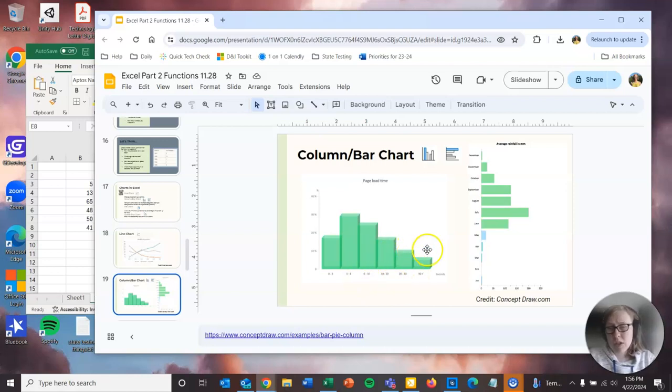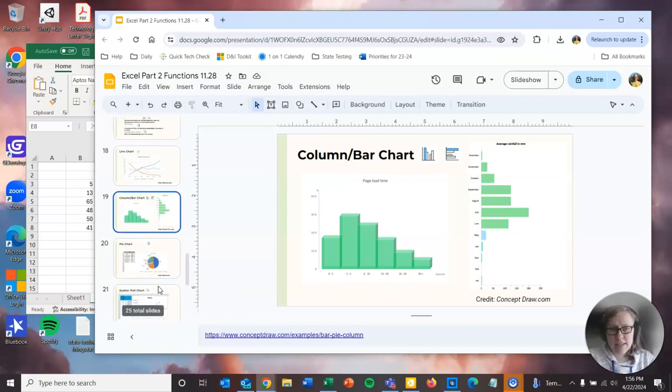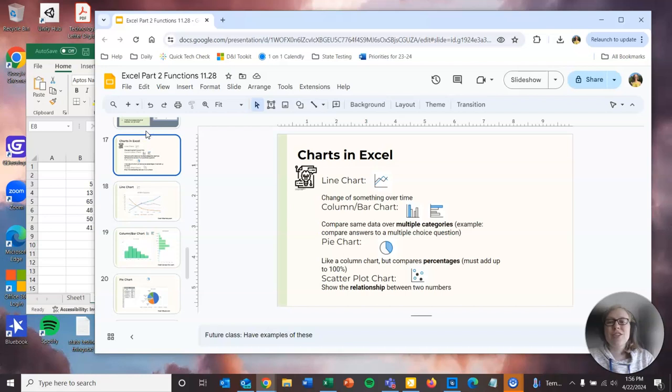You'll mostly see them. The only difference between them, bar charts, the columns go out. Column charts, they go up and down, right? So here's a bar chart, here's a column chart. You can make any column chart a bar chart. Just switch the axes.